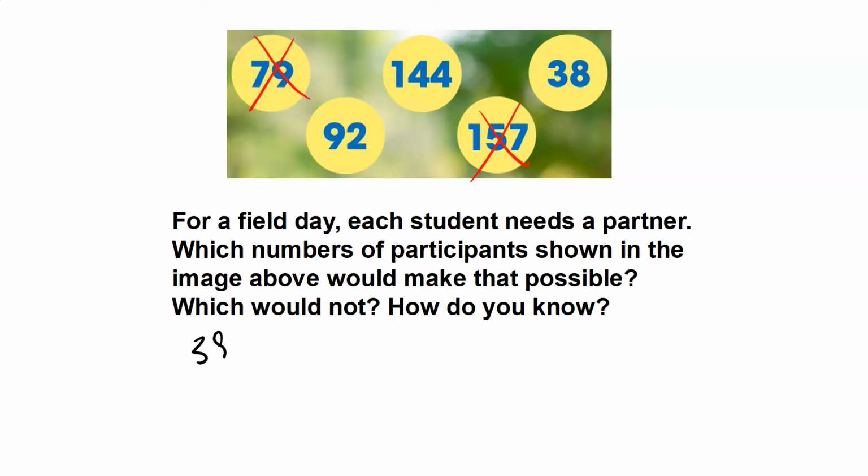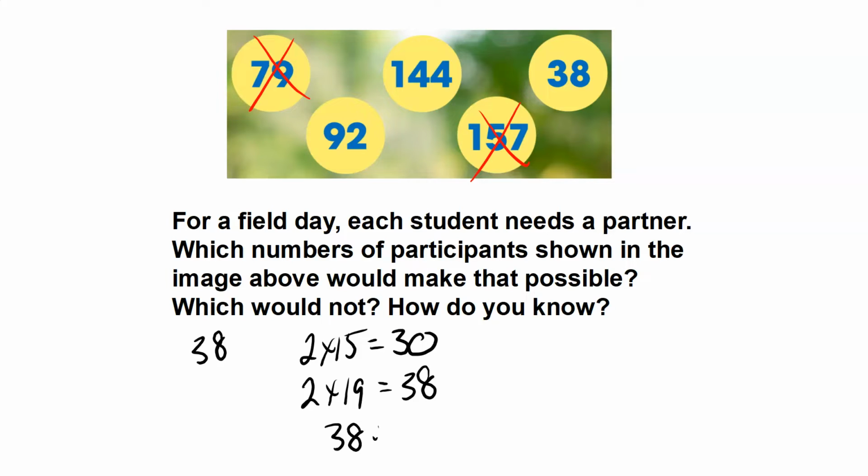And 38, if I didn't know right off the top of my head what 38 divided by 2 was, I could say, well, I know that 2 times 15 is equal to 30, and I'm close, so I need to get to 8, so that means 2 times 19 is equal to 38. So 38 divided by 2 is equal to 19.